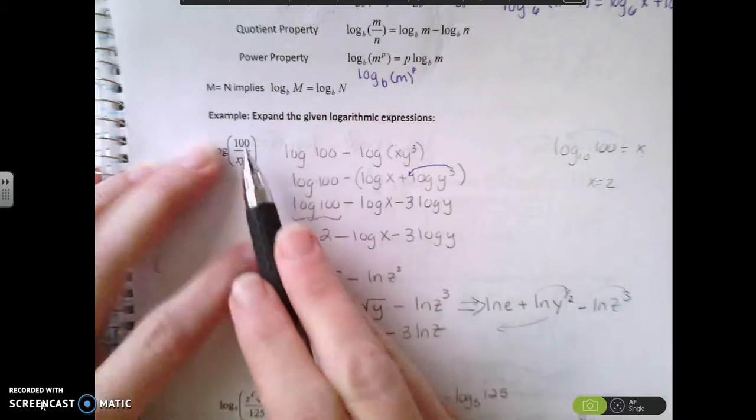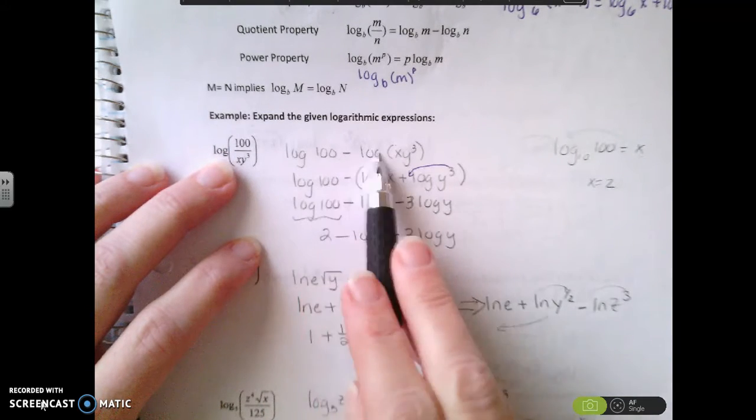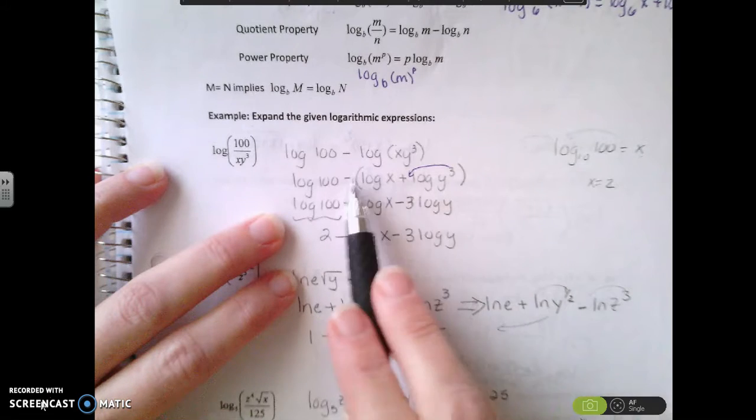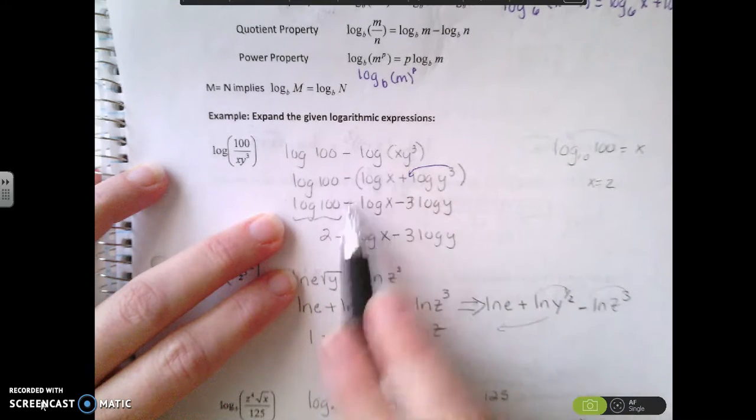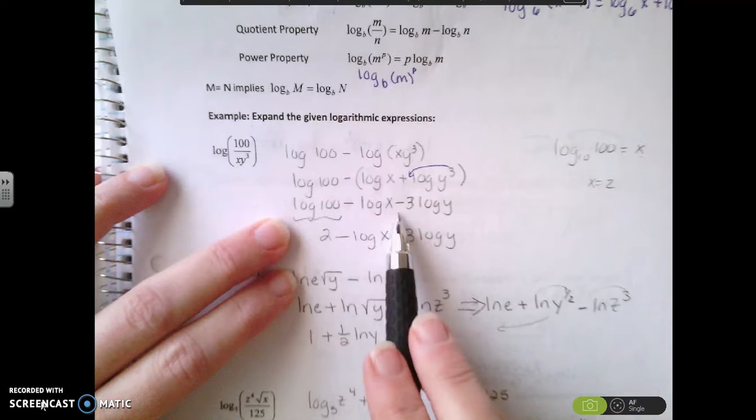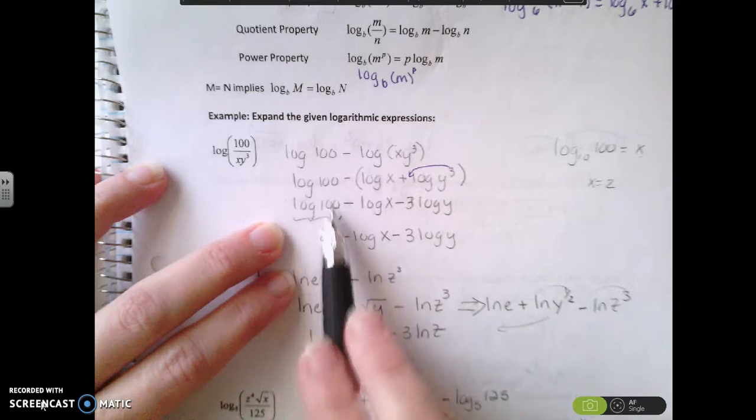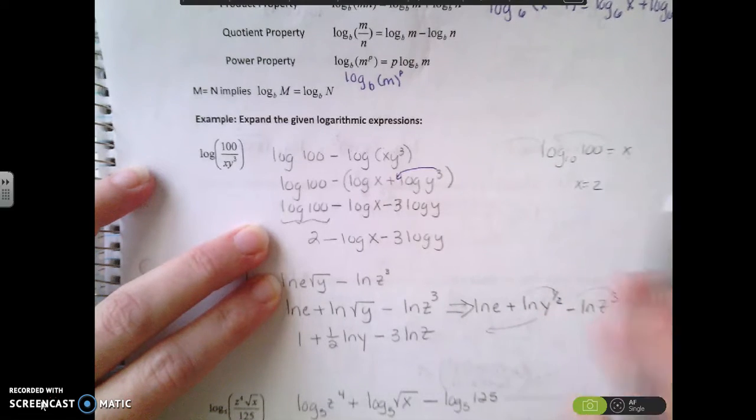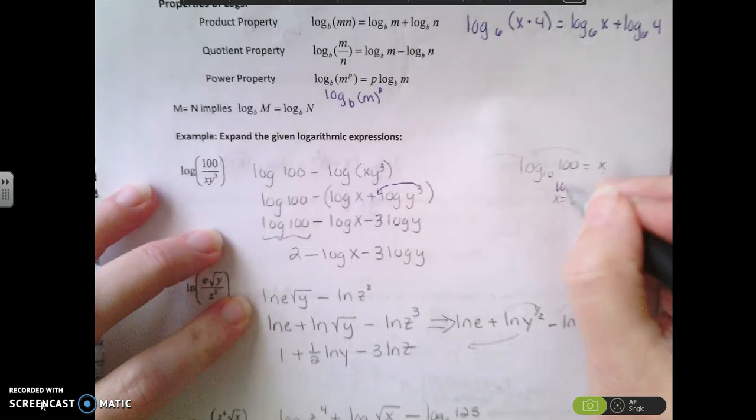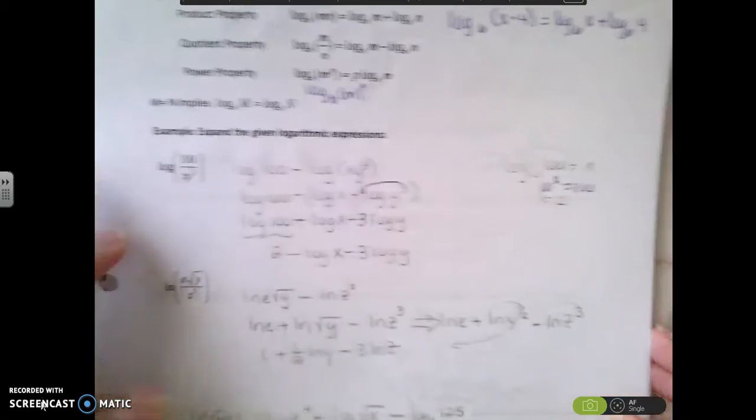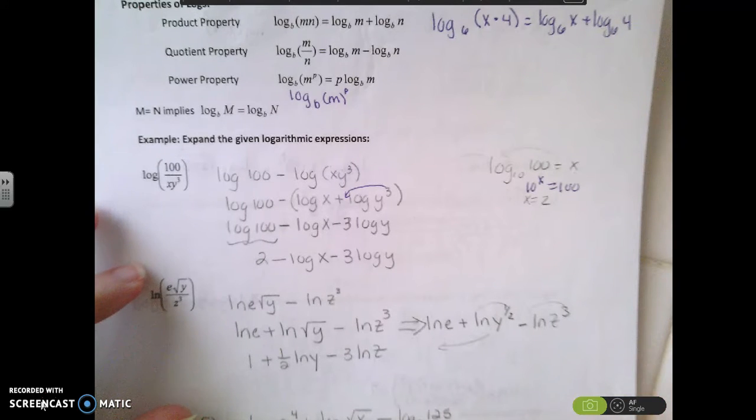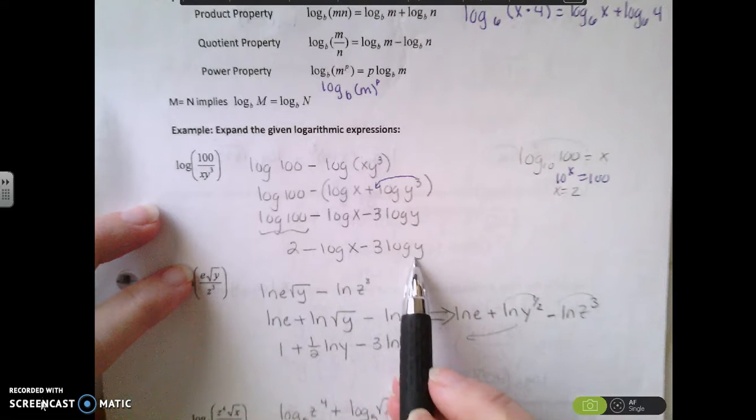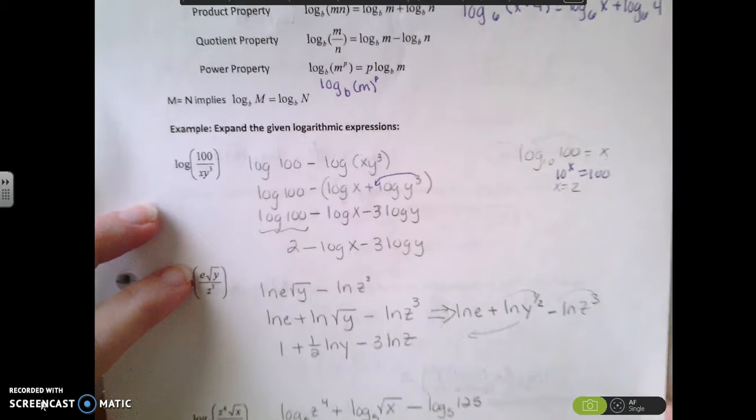So again, I went from division, a quotient, to subtraction, and then I went from a product to addition, and then I distributed that negative sign because this is minus the whole thing, and I end up with what I have right here. So now the last thing I have to remember is that log 100 is the same thing as log base 10 of 100 equals x, which can be rewritten as 10 to the x power equals 100. So 10 to the x power would be 2. So 10 to the second power equals 100. So my final answer is 2 minus log x minus 3 log y. So that's how we expand logs.